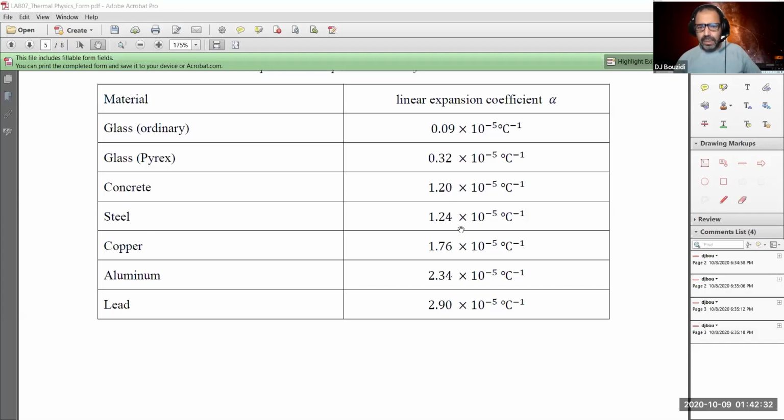For steel, again, we use beams of steel everywhere for construction. So this is its coefficient. For copper, it's this much. So this is in increasing order. Lead has the highest alpha in this case. It expands more, relatively speaking, for the same amount of temperature, okay? So that's basically the different values that you have for alpha.